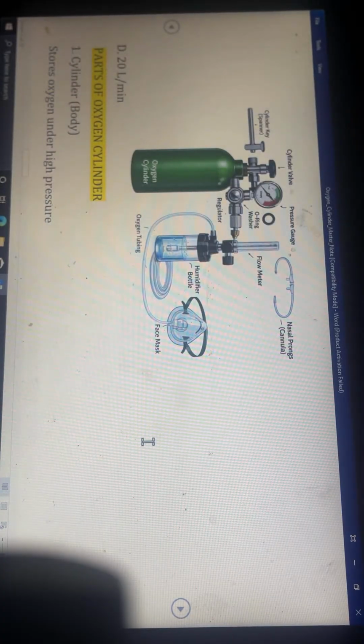So normal oxygen flow rate for adult via nasal cannula is A, 10 to 15 liters per minute, B, 2 to 5 liters per minute, C, 1 to 2 liters per minute. So send me the answer. I'll drop the answer for this in the comment section. So quickly, I want us to be fast and direct.